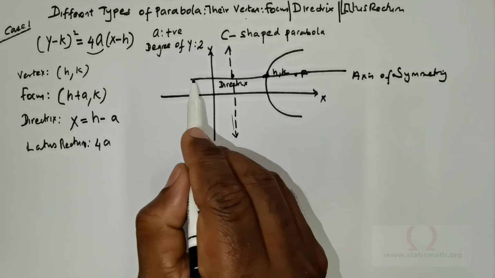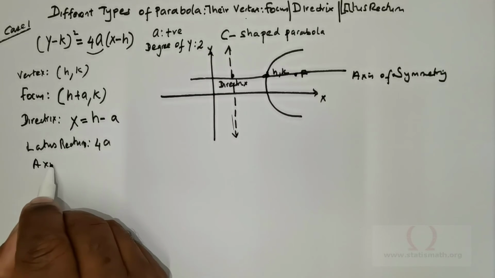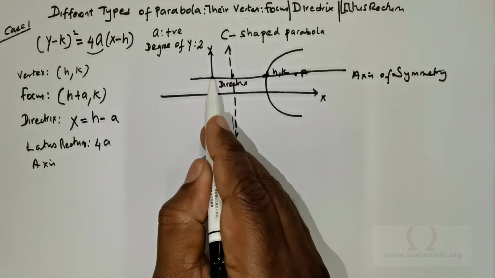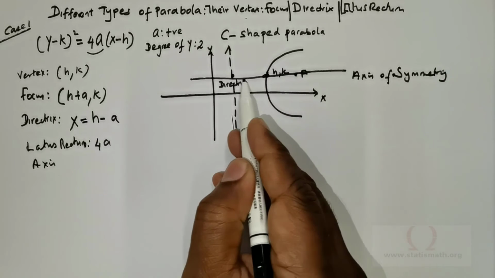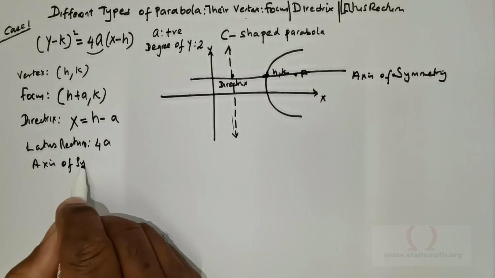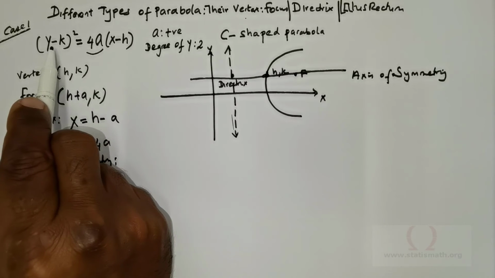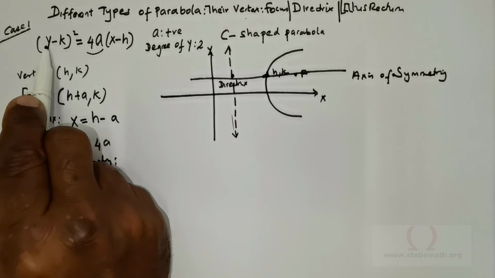Now the axis of symmetry, that is another important aspect here. So the axis of symmetry is cutting the y-axis. So you need to know at what point. Definitely it's going to be passing through the focus and intersecting the y-axis. So the axis of symmetry in this case is obtained from here: y is equal to k.